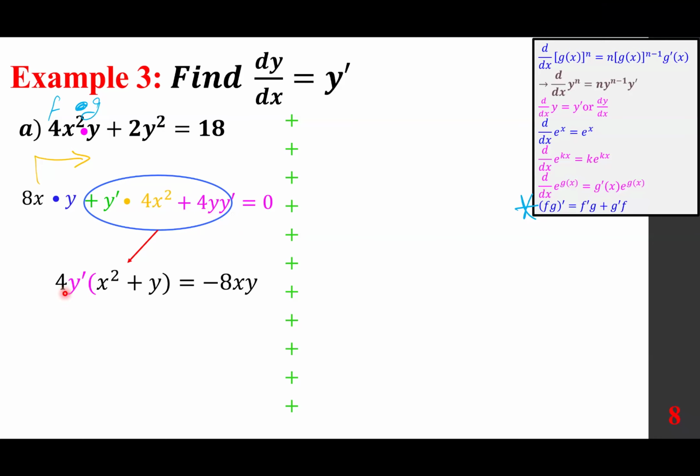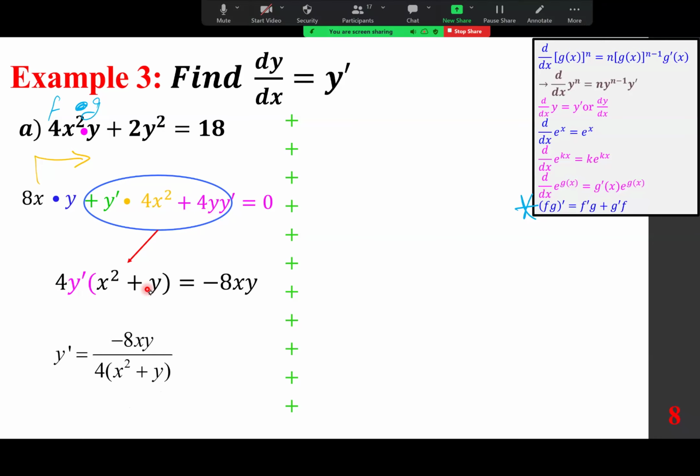Divide both sides by 4 times x squared plus y. The left side is left with y prime. These two cancel each other. The numerator becomes negative 2. So y prime is negative 2xy over x squared plus y.